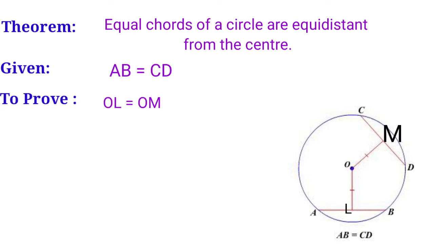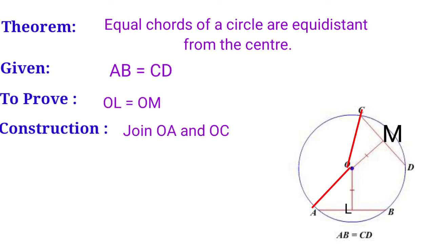Again, we have to write the construction step. We have to join the lines OA and OC, that is the radius of the circle. During the proving of this theorem, we know that the perpendicular from the center of a circle to a chord bisects the chord. So by this, AL is half of AB. L is the midpoint of the chord AB. Similarly, M is the midpoint of chord CD.